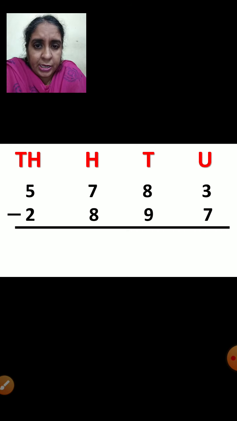And the question is 5783 minus 2897. Okay, now we are going to start from units place. See the numbers in units place, 3 and 7. You cannot minus 7 from 3, right? So what will you do? You want a bigger number there, right? So you will go to your neighbor, tens place, and borrow from there, right?